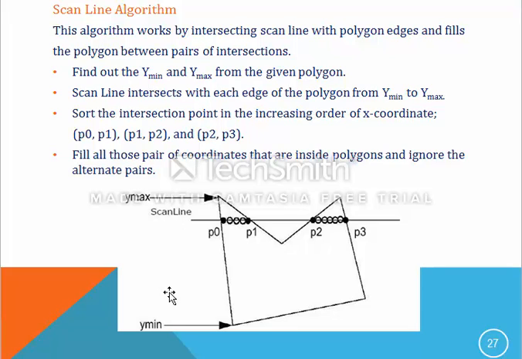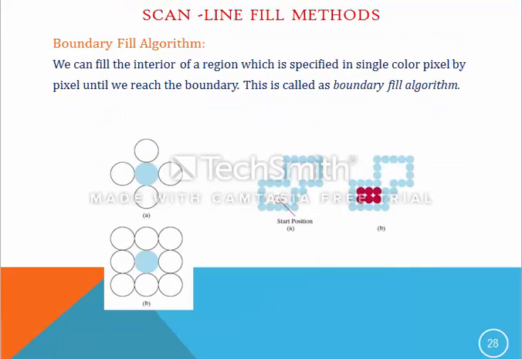First, we need to find out the ymin and ymax from the given polygon. Then the scanline intersects with each edge of the polygon from the minimum value to the max. Next, sort the intersection points in the increasing order of x coordinates, that is from P0, P1, P1, P2 and P2, P3. Finally, we have to find all those pairs of coordinates that are inside the polygon and ignore the alternate pairs. Coming to the scanline fill methods, we have the boundary fill algorithm, the flood fill algorithm, the 4 connected and the 8 connected.